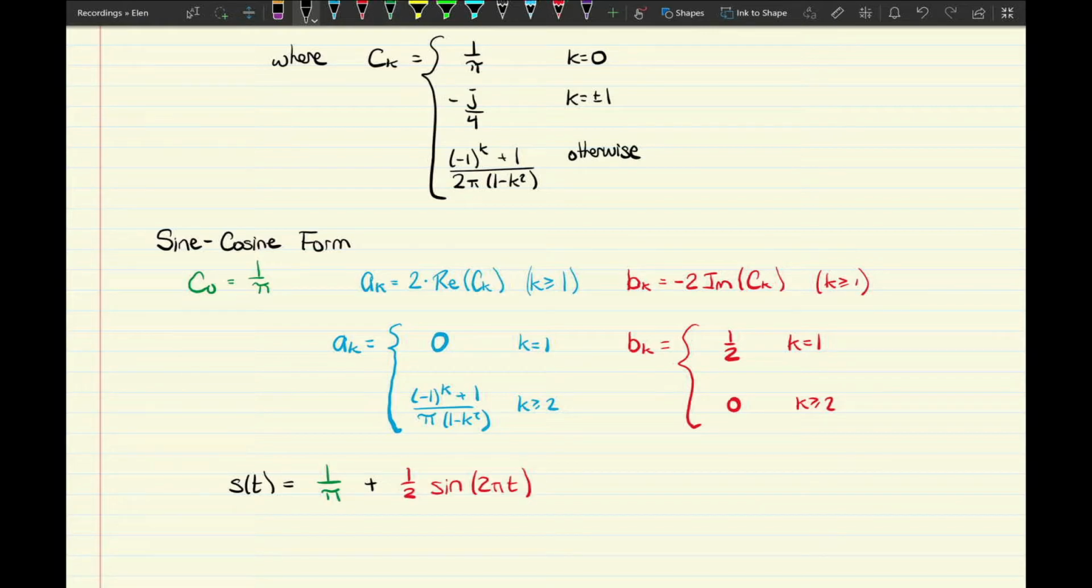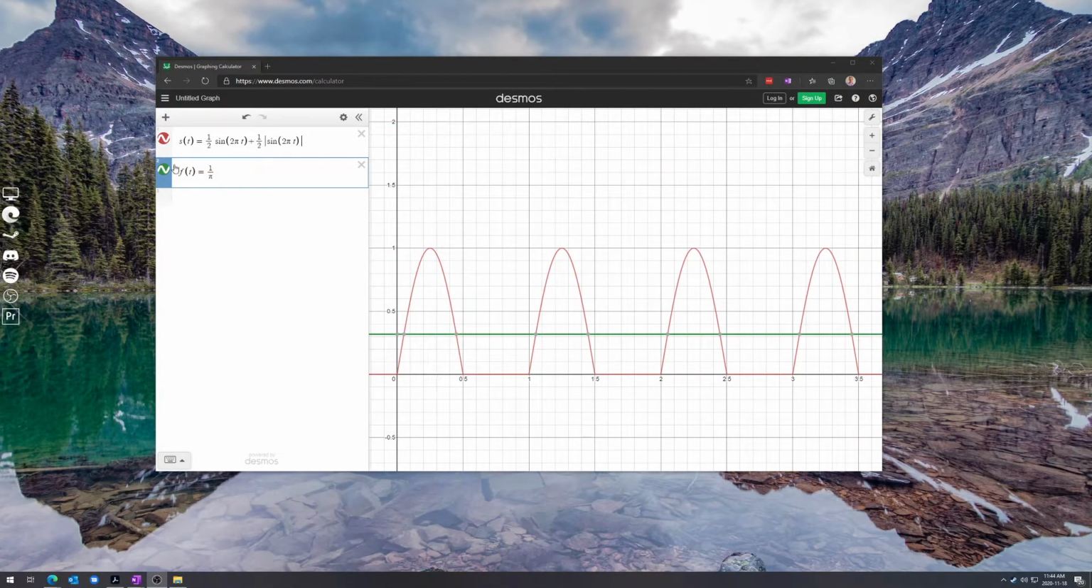Now, for k greater than or equal to 2, we're going to have to add up an infinite series of cosine terms with the coefficients of a_k. And remember, this sum is going to start at k equals 2. All right, well, let's go back to Desmos now and see if we try to plot this, if it looks anything like our half-wave rectification of a sine wave. So here we already have that function 1 over pi, our DC term. Let's see what happens when we add in the fundamental frequency 1/2 sine 2 pi t.